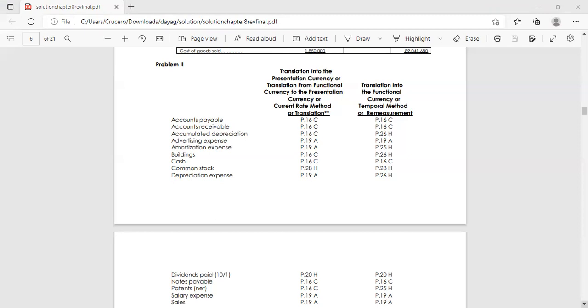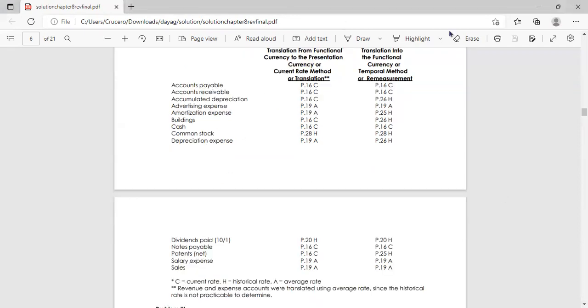So for the next item, we have common stock, and the common stock is included under capital stock or actual. We use the historical or actual rate. So we have now the common stock for methods number 1 and 2. We use the rates as of the start of the company. The company was started in 20x0.